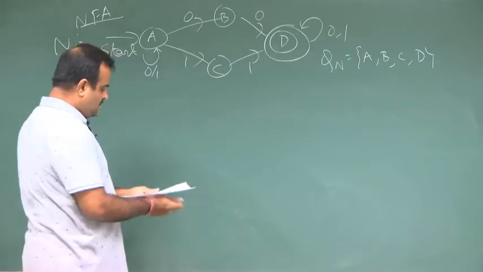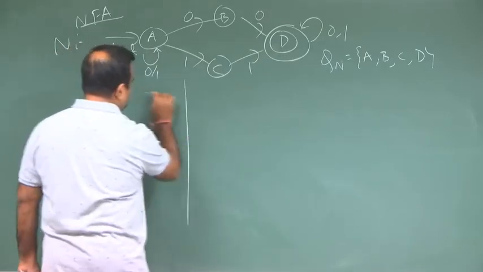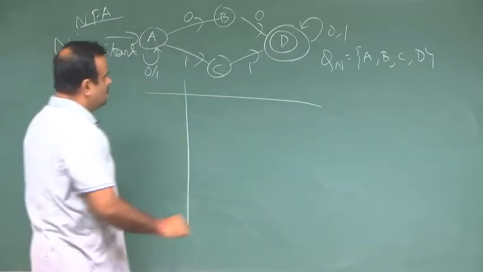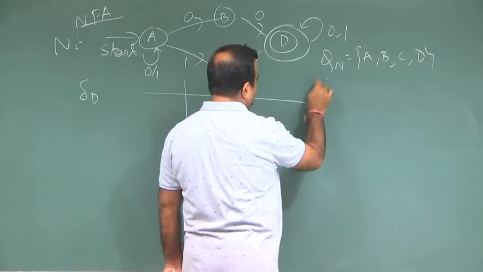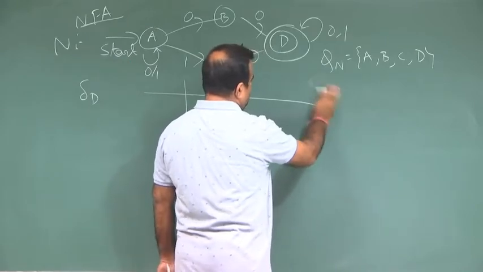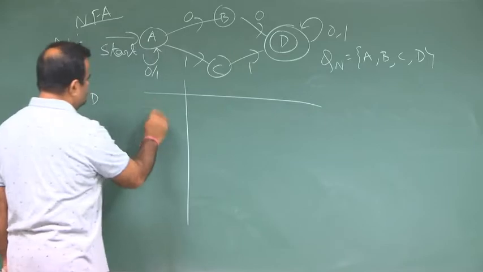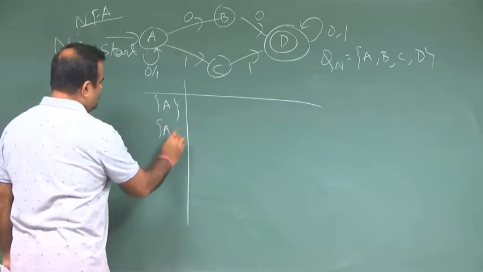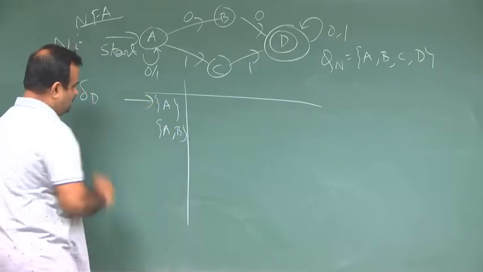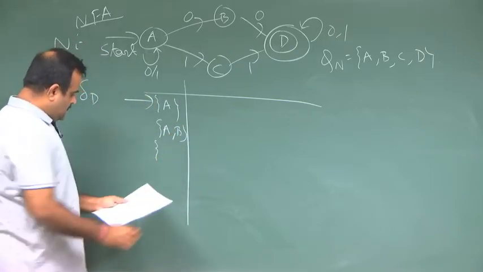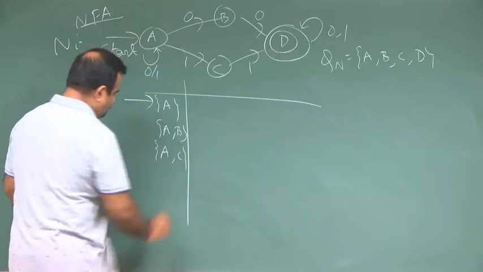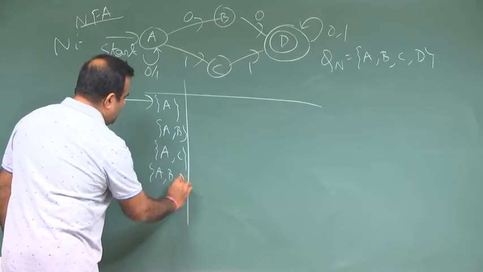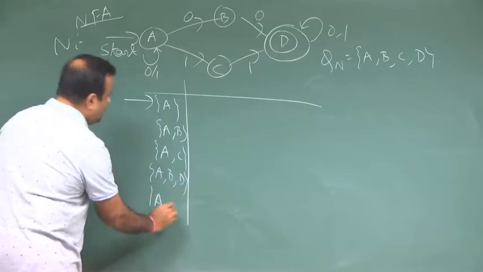Okay. Now, let us consider the transition rule. So, we are constructing delta D. This is our Q D, the DFA we are constructing. Q D is A, then AB, and A is the starting state, then AC. So, these are the subsets which are reachable from A under that rule.